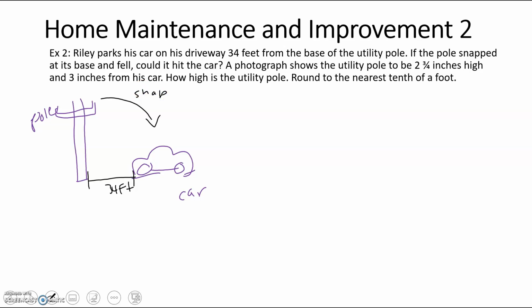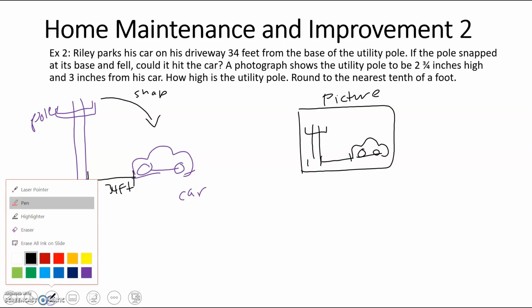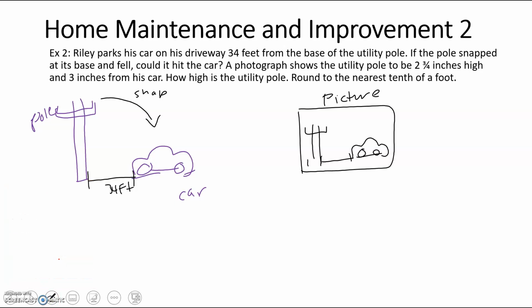So we have a photograph of the same thing. Got the car. Now in this photograph, we can see that the utility pole is 2 3/4 inches high. So 2.75 inches. And we can see that the distance from his car is 3 inches.